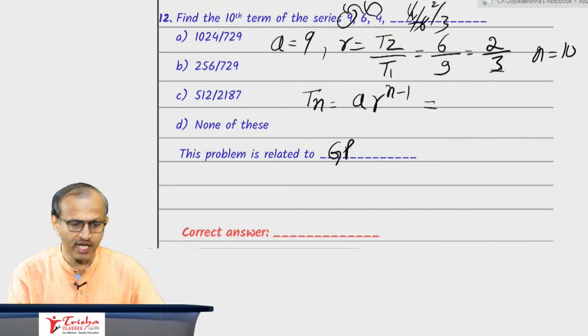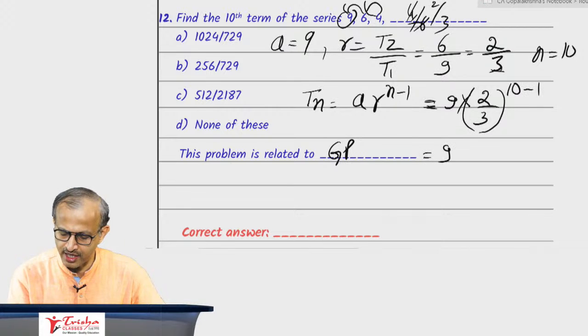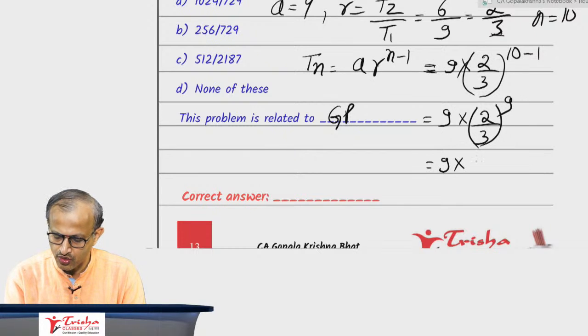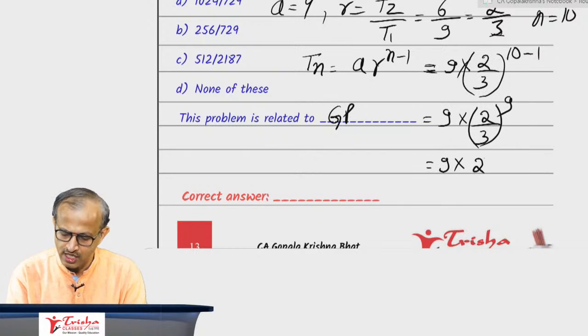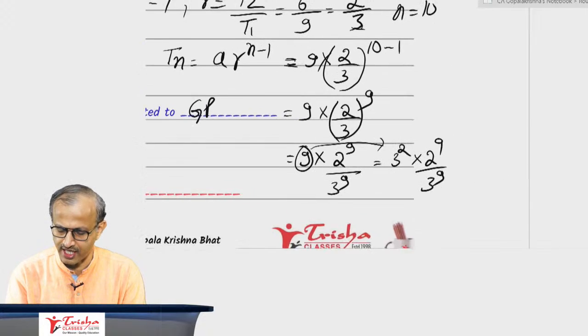Let us substitute the A value, you all write along with me: 9 into the ratio 2 by 3 to the power 10 minus 1. 9 into 2 by 3 to the power 9. You have to distribute the powers: 2 to the power 9 by 3 to the power 9. 9 is 3 to the power 2, so 2 to the power 9 by 3 to the power 9.